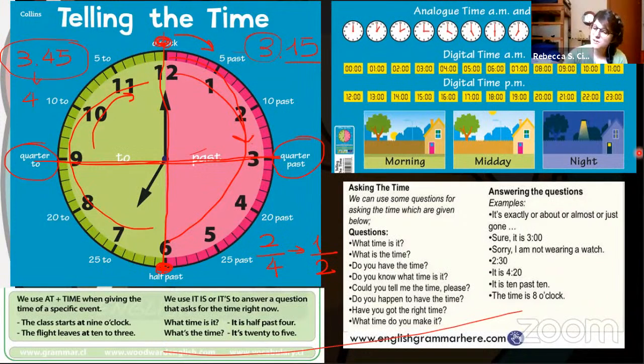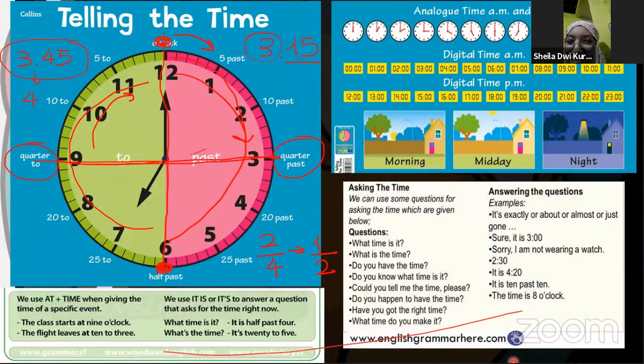For example, 10:55. So I said 5 to 11. Yeah. Awesome. Okay, thank you, Miss. Perfect. It's not easy. It's not even easy to explain it. So you're great just for understanding it.